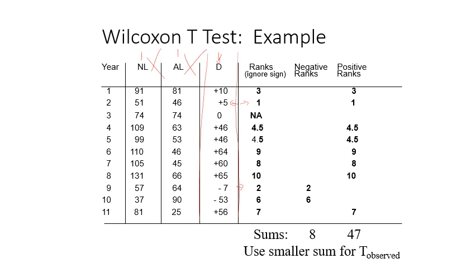So the -7, the 7 gets a 2, 10 gets a 3, 46 is the next lowest, but it's tied, so we do average ranks just like with the Mann-Whitney U. So we've got 4.5 to each of them. We've now used up 4 and 5, so we need to go to 6. The next lowest is 53, then 56, then 60, then 64, then 65, and you notice that we've got a 0 there, so we take that one out.